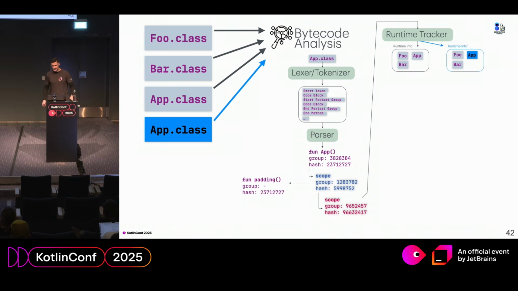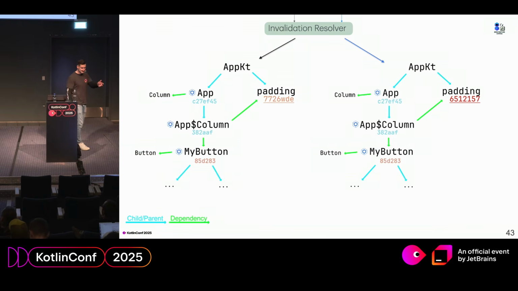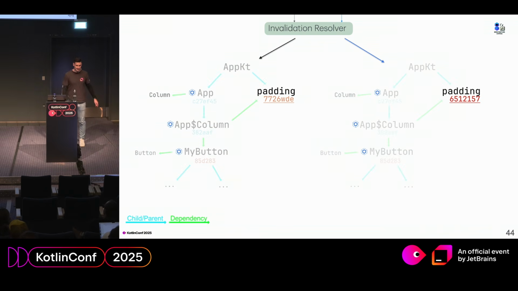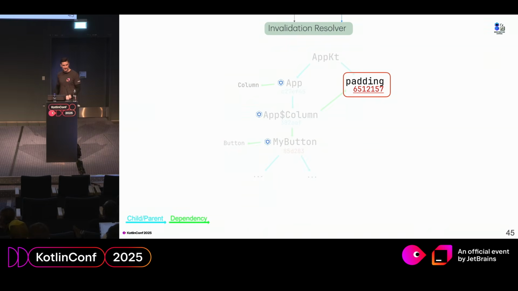Now, in order to figure out what to invalidate, we have a component which is called the invalidation resolver. Now we feed both runtime infos into this invalidation resolver, and we can look at this tree representation of your code. On the left hand, without your change, on the right hand, with your change. And maybe it might not be super easy for us to spot immediately, but computers can do it pretty fast. The padding function's hash value changed. That means there's a change in padding, meaning we can just mark this padding function as dirty. Now the last thing that we have to do is follow the dependency graph backwards, and everything that depended on this padding function is supposed to be marked as dirty as well.